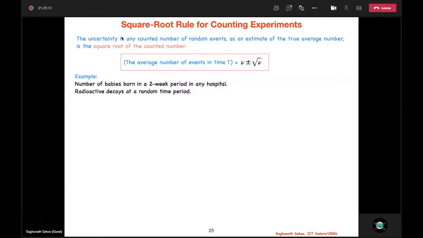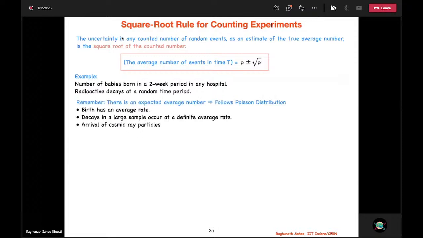So this counting experiment, for example, the examples could be the number of babies born in a 2 weeks period in any hospital, or radioactive decays in a random time period. Okay, so these could be counting experiments because a certain number is expected in that time interval.